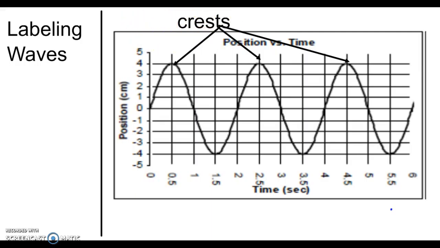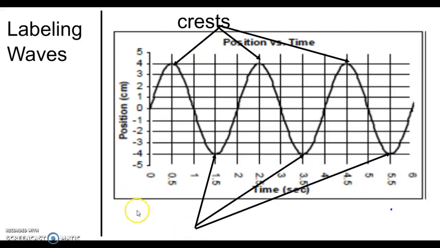The second thing we need to do is label the troughs, which are the bottom of the graph. So we've got 3 also, here, here, and here. So those are your troughs.